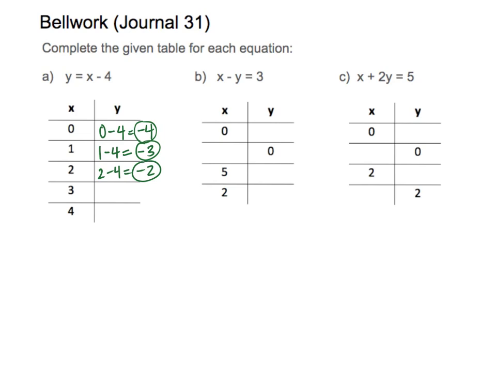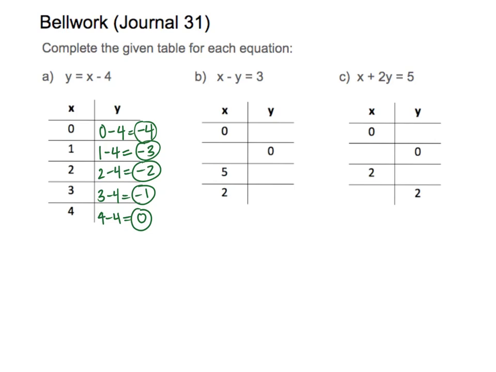I'll just circle these answers as I go. 3 minus 4 is negative 1. And I'm starting to see the pattern. Basically, everything's increasing by 1. So then this would be 4 minus 4, which gives us 0. And so we have now filled out this table.